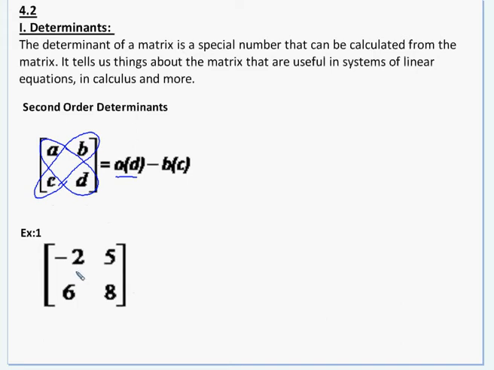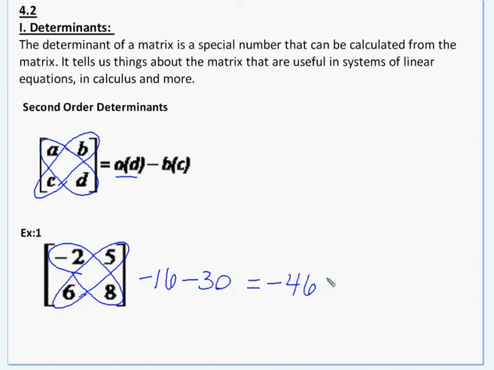So for our first example, we're going to take negative 2 times 8, which gives us negative 16, minus 6 times 5, which gives us 30. So negative 16 minus 30 gives us negative 46. So negative 46 is our determinant for this matrix.